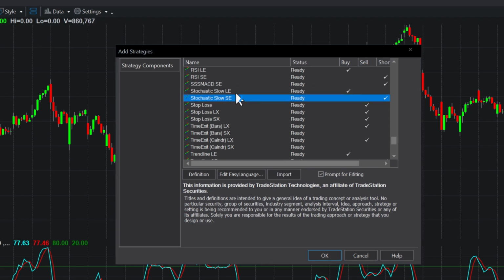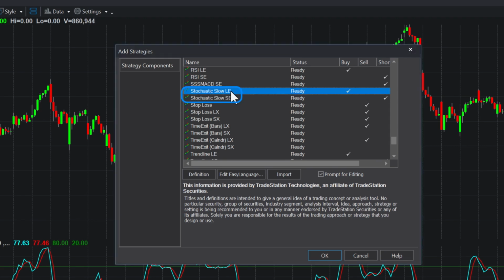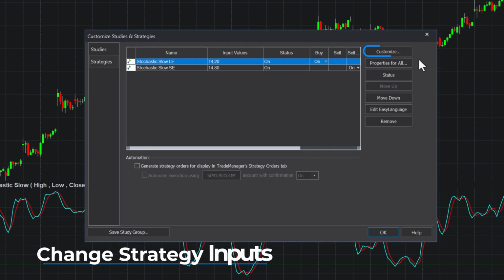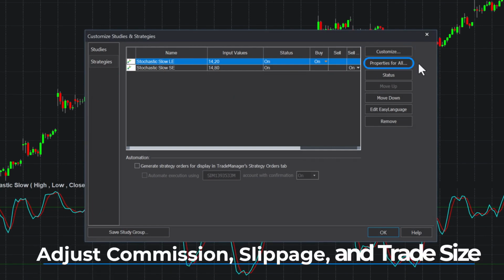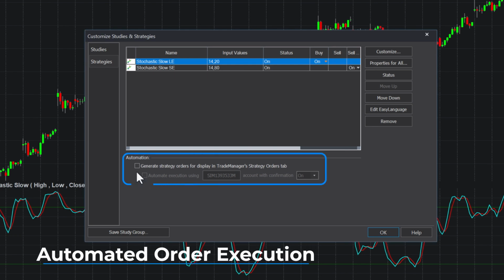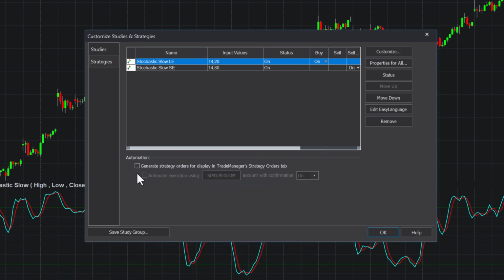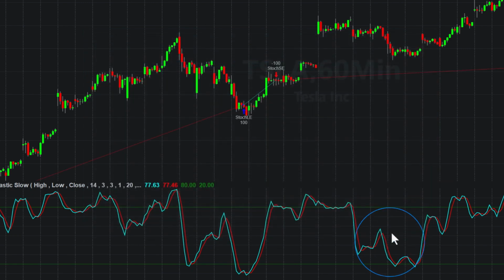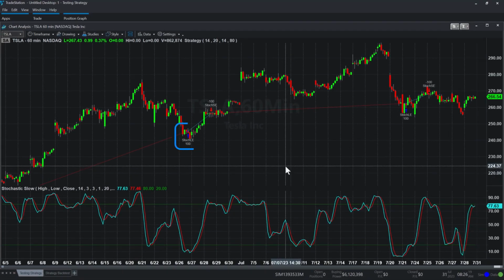So let's add the stochastic slow LE and stochastic slow SE strategies to our chart. In the next dialog, you can click Customize to change the strategy inputs. Click on Properties for All to see strategy settings such as commissions, slippage, and trade size, or even check the automation checkboxes for automated execution. But since we are simply testing the strategies historically, we cannot automate the orders yet. Once you click OK, you should see the strategies applied to the chart.